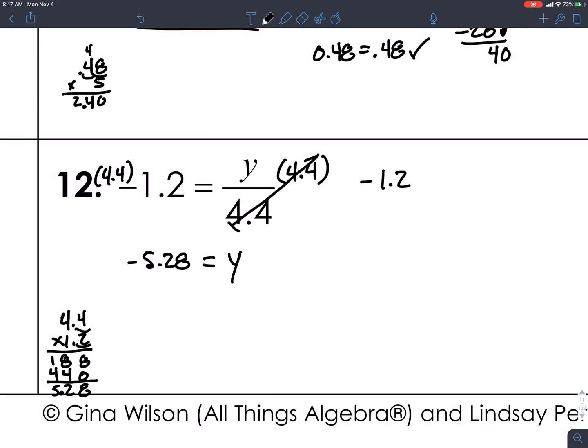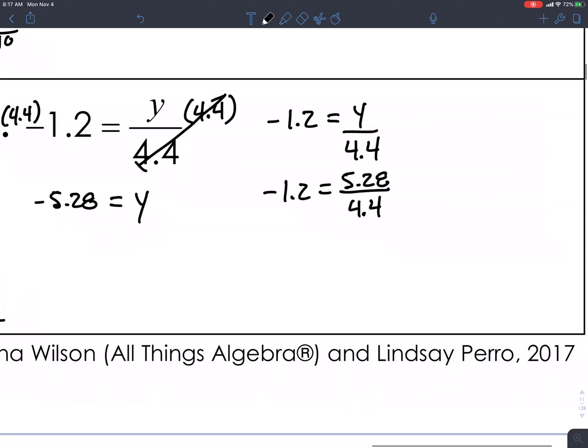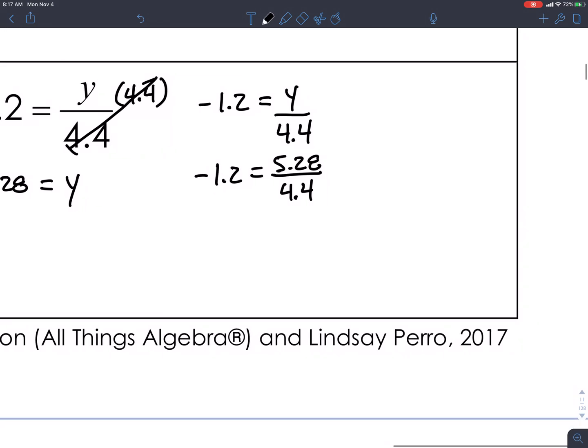So let's check it. Negative 1.2 is equal to y divided by 4.4. Need to rewrite it again. Negative 1.2 is equal to, put in our answer, 5.28, divided by 4.4. Now we can check it over here. Top dog goes in the house. 5.28, 4.4. I don't want anything to the right of the decimal outside, so I move it over 1. If I move 1 over there, I got to move 1 there. So my decimal goes right between the 2 and the 8, right above it.